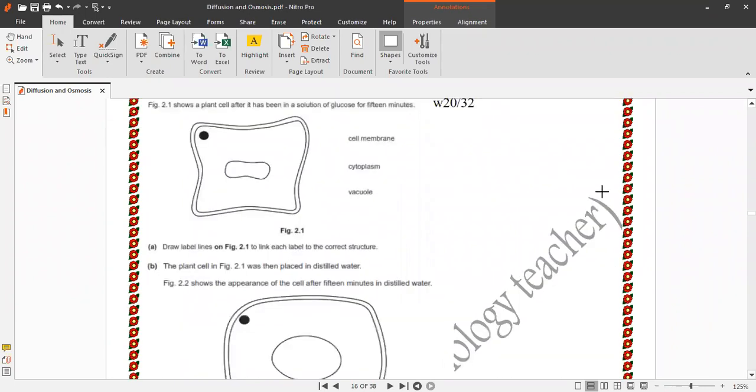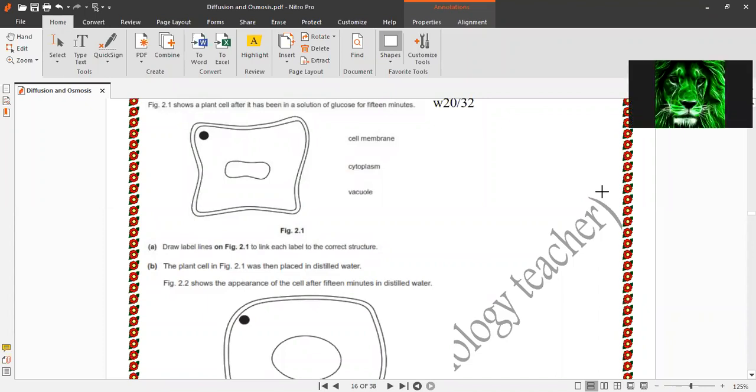This is paper 3. Nada? Nada? Nada? Ilaf? Yes, Mr. Can you answer this one?